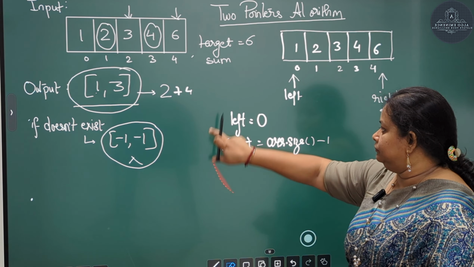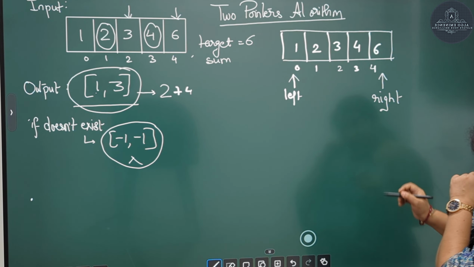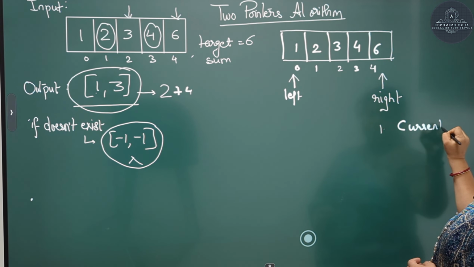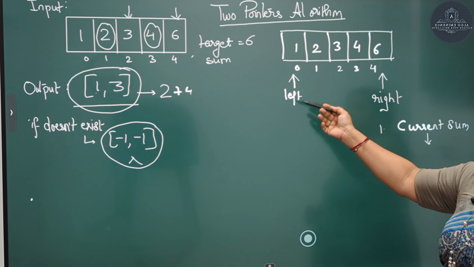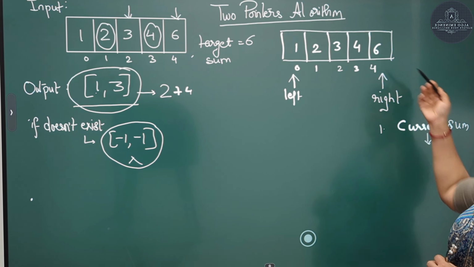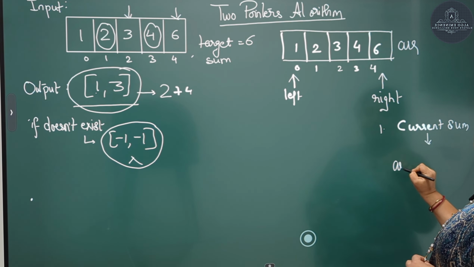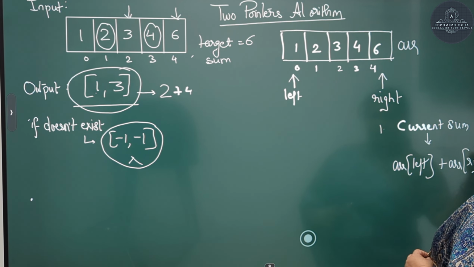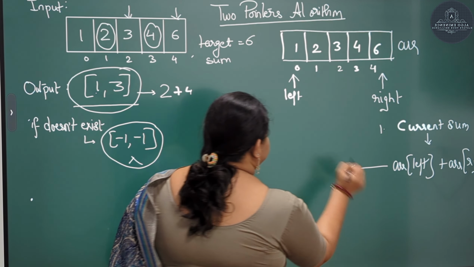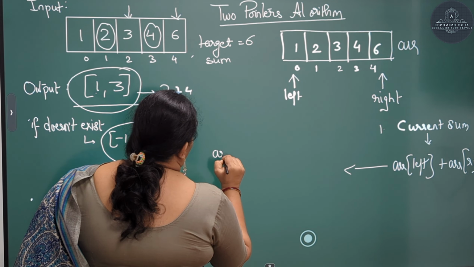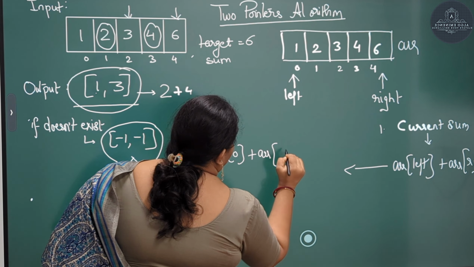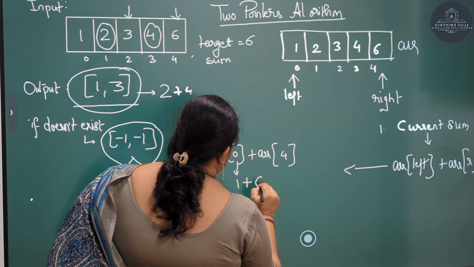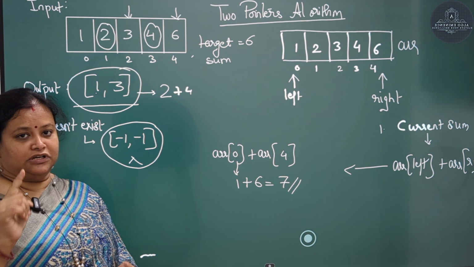Now how should the movement be done? What we do is, first you place the pointers and you find out the current sum. Now what is this current sum? Current sum is the addition of the element pointed to by the left pointer and the right pointer. So this is your array, array at left and array at right. So when I write this, at array left is ARR of 0, plus the element at the fourth position. What is the element over here? The element is 1, and what is at the fourth position? 6. So my current sum becomes 7. This is the first thing that we do.